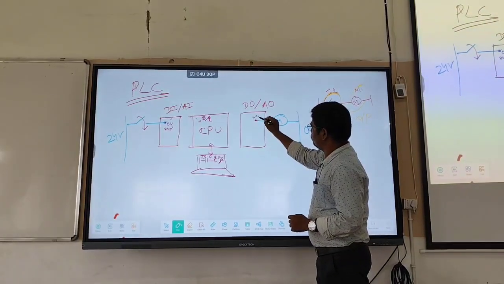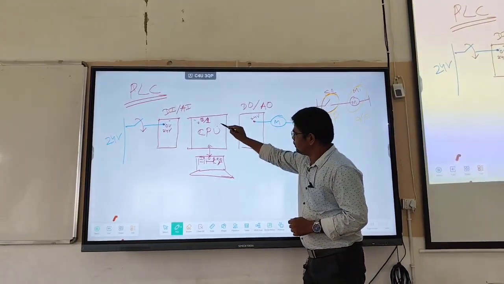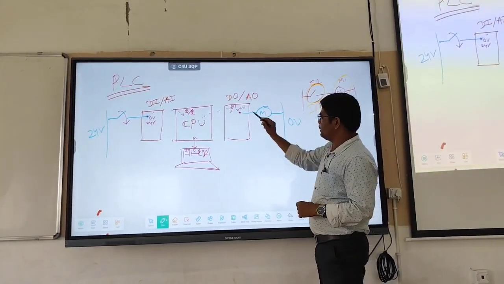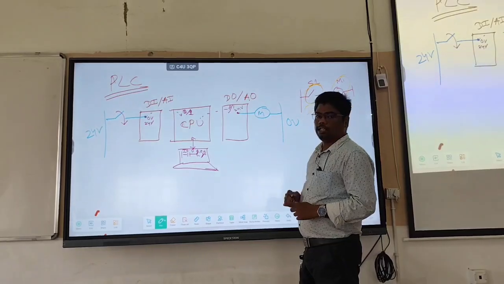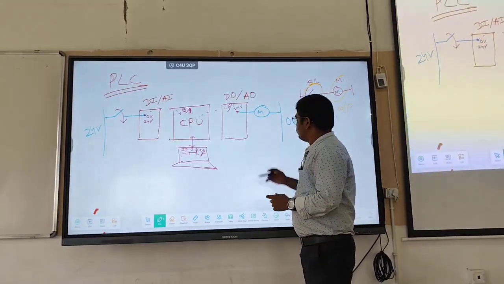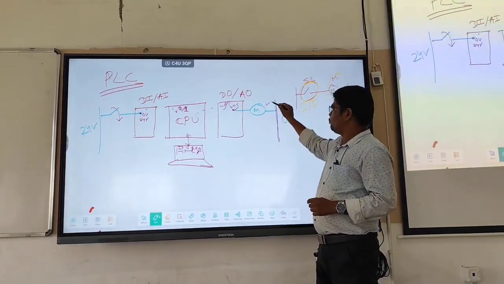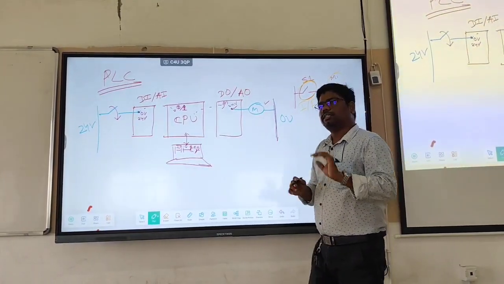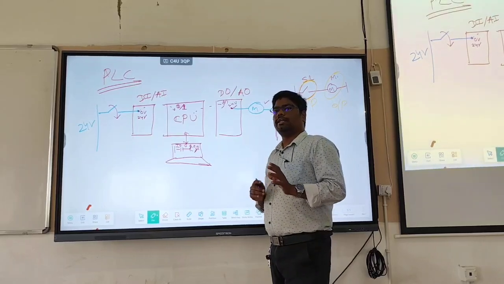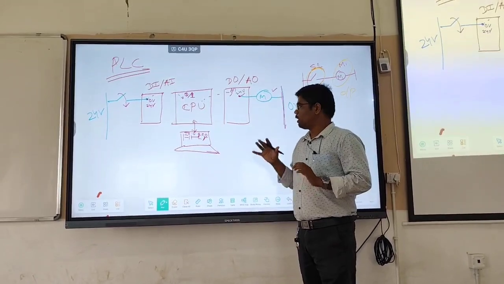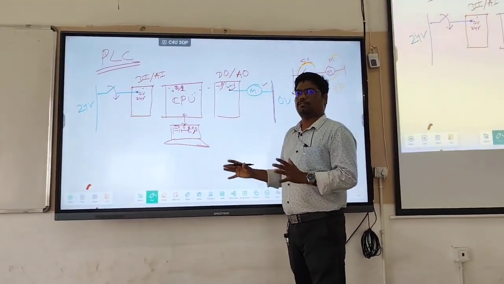Now it will get 24 volt because the CPU will send the signal in the form of 0 and 1. When it receives a 1 here, we will get a 24 volt supply. Now this side is already connected to 0 volt. So whenever it gets the 24 volt, this output will be on. So this is how the PLC works, or any controller you say, or a microcontroller or anything. Those things work in this process. This is the basic architecture of a controller.